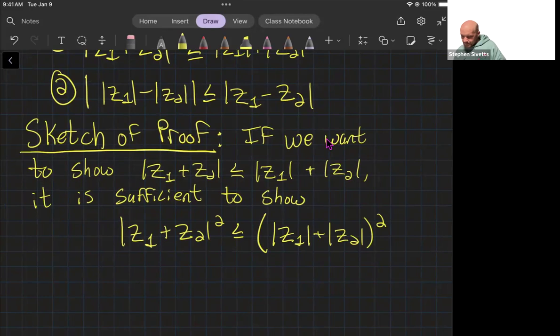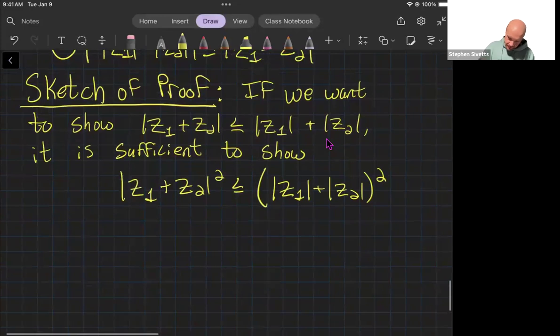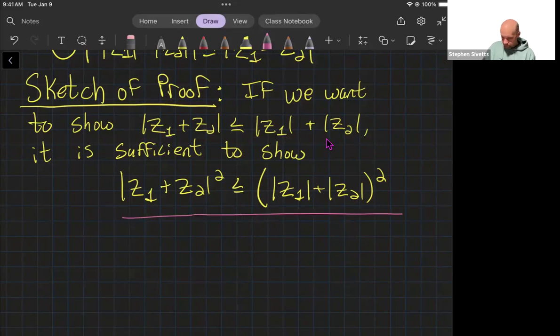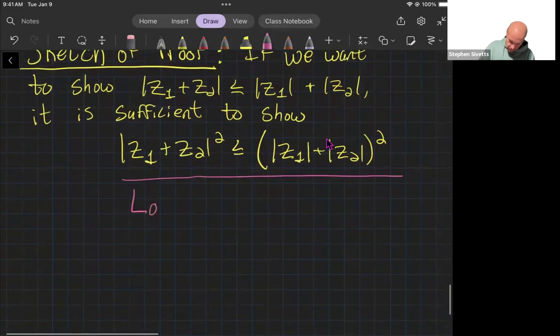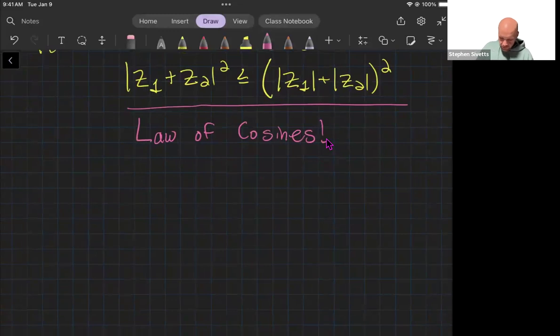Okay. So to show this inequality, we want to show that this inequality here is true. And the way to do this, we're going to use the law of cosines. All right. Remember good old law of cosines in pre-calculus? You thought that stuff went away, but you're dead wrong. Okay.